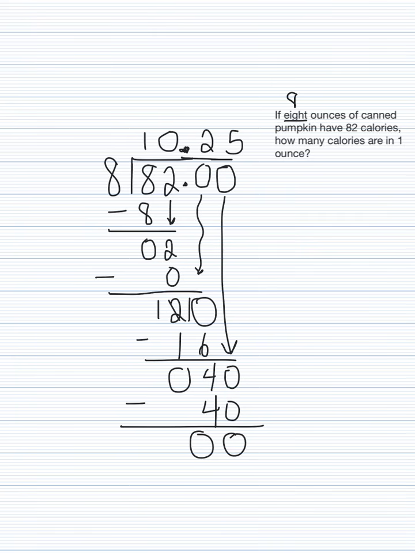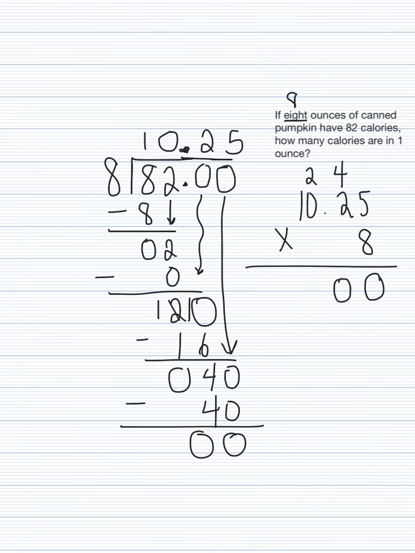If I wanted to check this, I could take my 10 and 25 hundredths, my quotient, and multiply it by my divisor. And hopefully when I'm done dividing, I should get 82 on the inside. I know that 8 times 5 is 40. 8 times 2 is 16. Plus 4 gives me 20. 8 times 0 is 0 plus 2 is 2. And 8 times 1 is 8. Now I need to remember to count my decimal places. 1 place, 2 places. And so in my answer, 1 place, 2 places, and I can drop it.